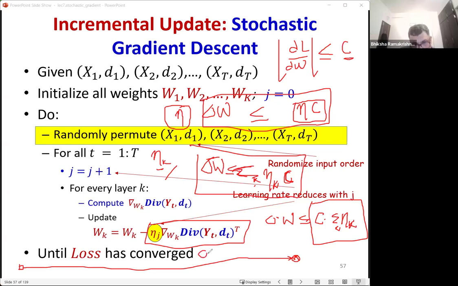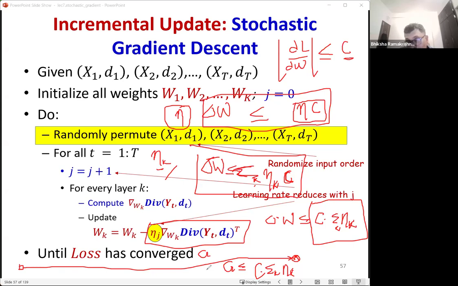So if this gap is, say, G, you want to make sure that G is less than or equal to C times summation K eta K, right? Because if it's greater than that, then you'll never get to the optimal point. That making sense? Is this making sense? Okay.